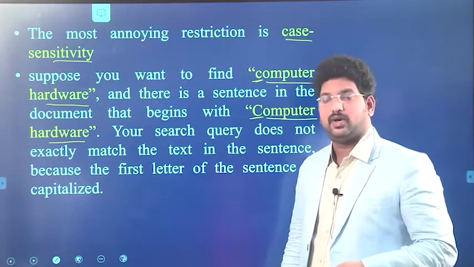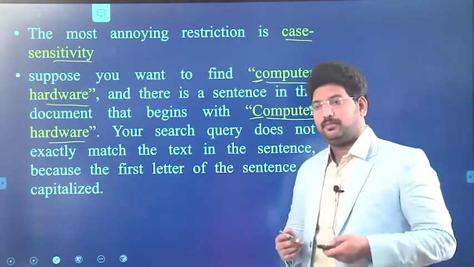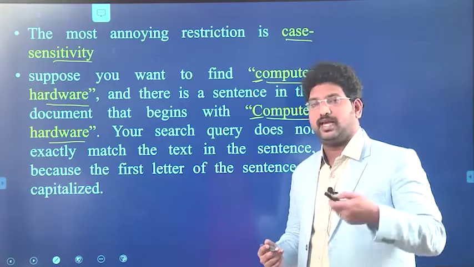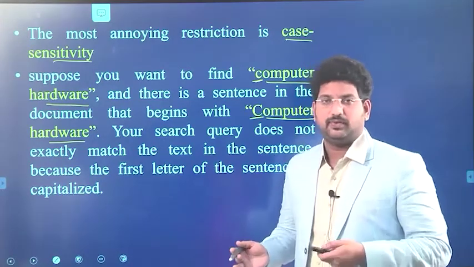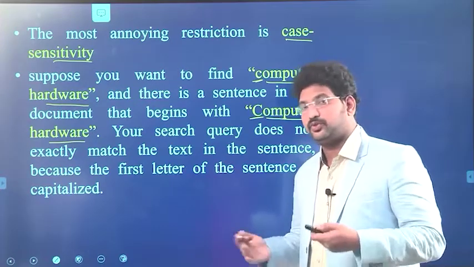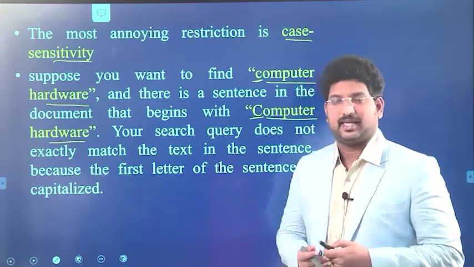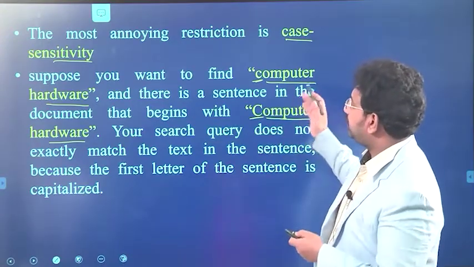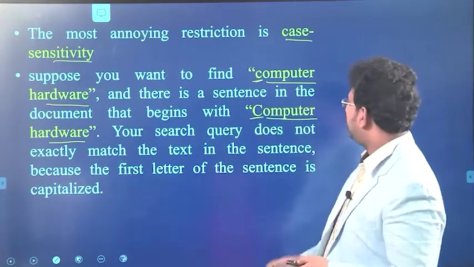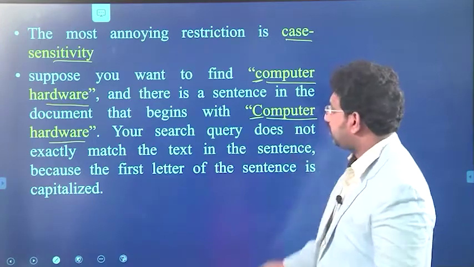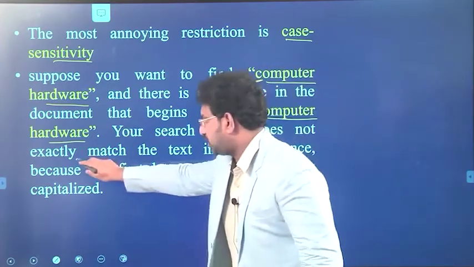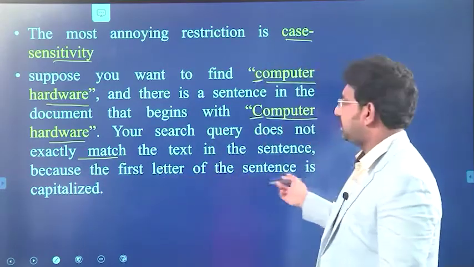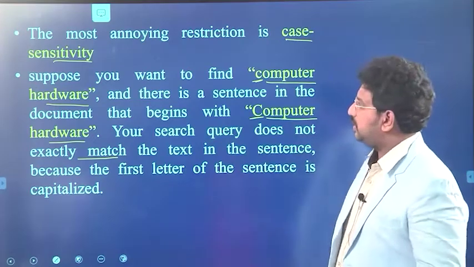So here is one of the restrictions, but as we see, popular search engines have overcome this problem while they were being developed. Irrespective of case, they extract the information using semantics. So this is one of the restrictions we are identifying. If you want to find computer hardware and there is a sentence in the document that begins with Computer hardware, your search query does not exactly match the text in the sentence because the first letter of the sentence is capitalized. So that is this example.